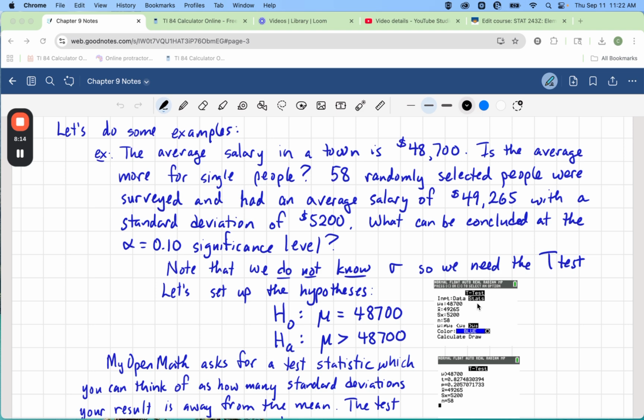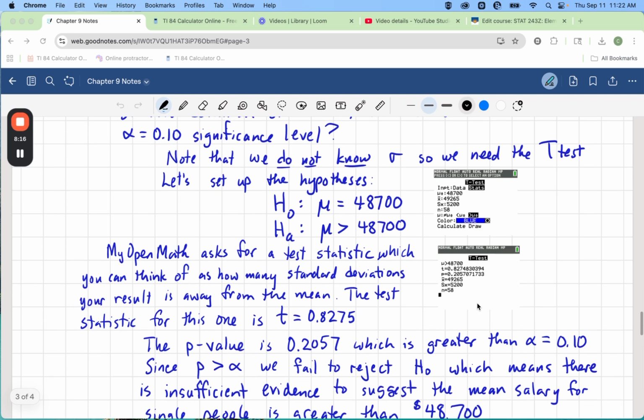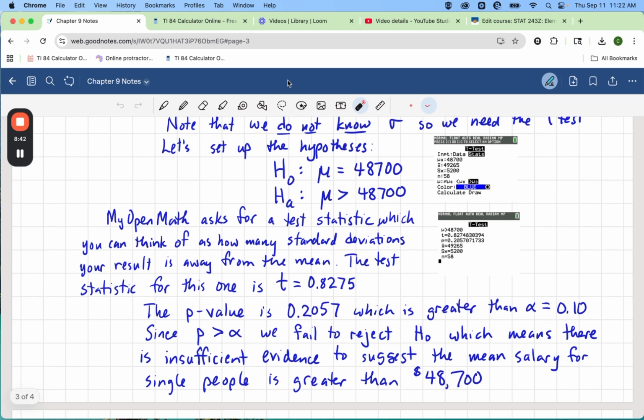MyOpenMath is going to ask for a test statistic in these problems. Right here, you're going to see the test statistic is this t-value. That's the value you put when they ask for the test statistic. Basically, that gives you a z-score or a t-score, where it is located on the curve. And then what we really are interested in figuring out is the p-value. So let's go through the steps on how to do this one.